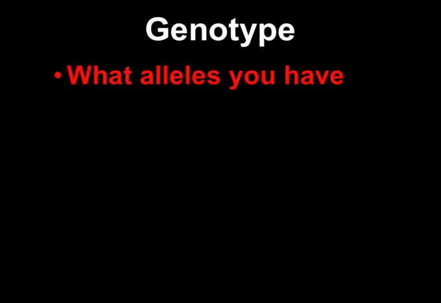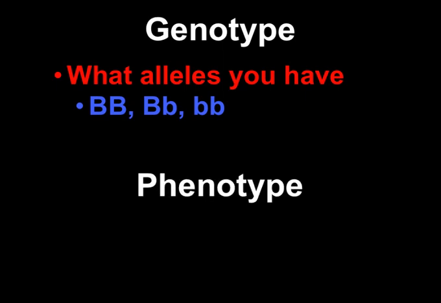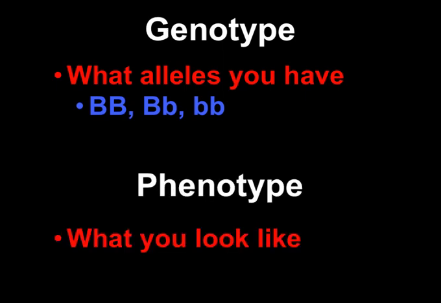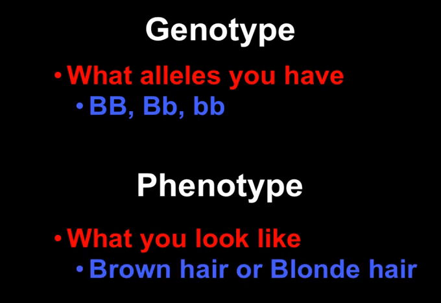And the combination of those alleles is called your genotype. That's what alleles you have, and we indicate those with 2 letters. So those are the 3 possibilities. And your genotype determines your phenotype, which is what you look like, your physical trait. So for example, brown hair, blonde hair, those physical traits.